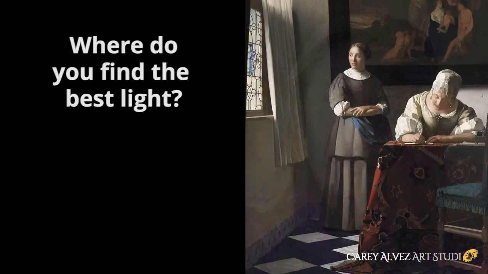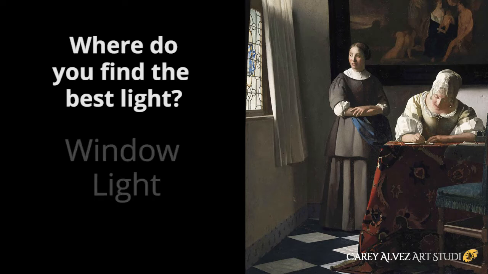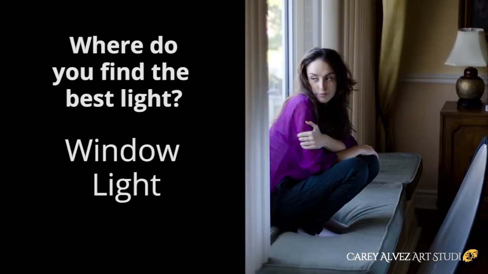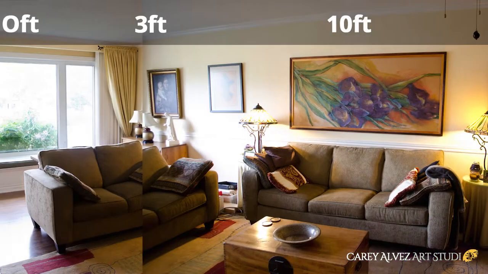Well, we're going to do exactly what the old masters did. We're going to take our subject and place them next to a window. This is the easiest, the cheapest, and the best quality light that you can find without having to invest in any lighting equipment. The difference between the two lighting environments, outside and indoors, provides us with the perfect balance that we need to create the range of values. It also provides the opportunity for the light to softly wrap around the face.